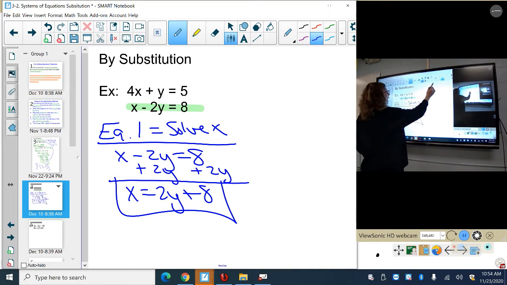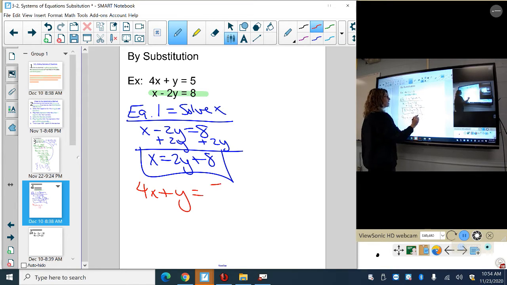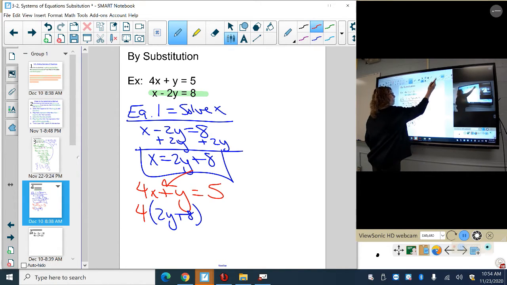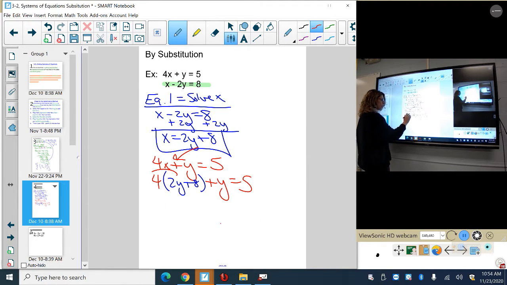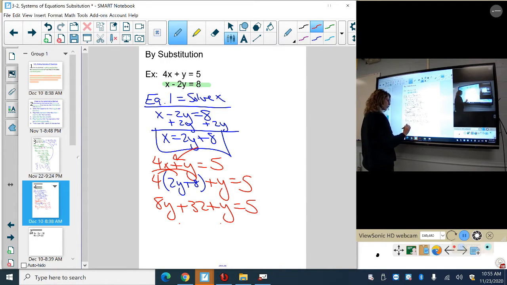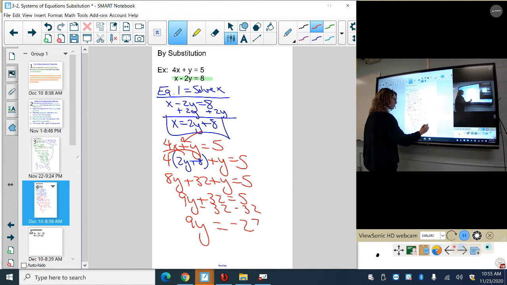Okay? So now I'm going to take equation 1 that I have not used yet. And every place I see an x, I'm going to plug in that expression. So that's going to be 4 parenthesis 2y plus 8 plus y is equal to 5. So I'm going to solve for y now. So that's 8y plus 32 plus y is equal to 5. So 9y plus 32 is equal to 5. Subtract 32. 9y is equal to negative 27, so y is equal to negative 3.